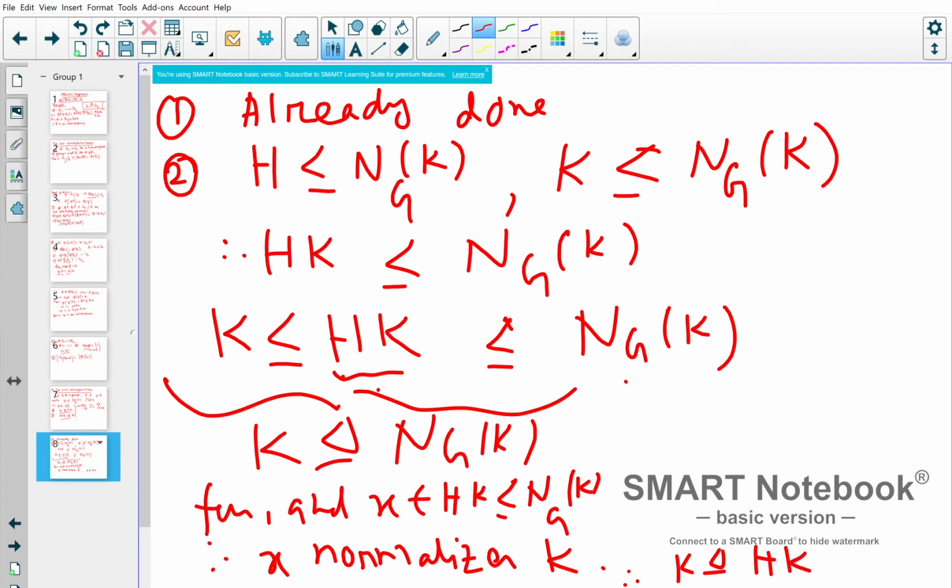You understood? X inverse belongs to K for every X belongs to HK. Done. Okay, so this proof was simple.